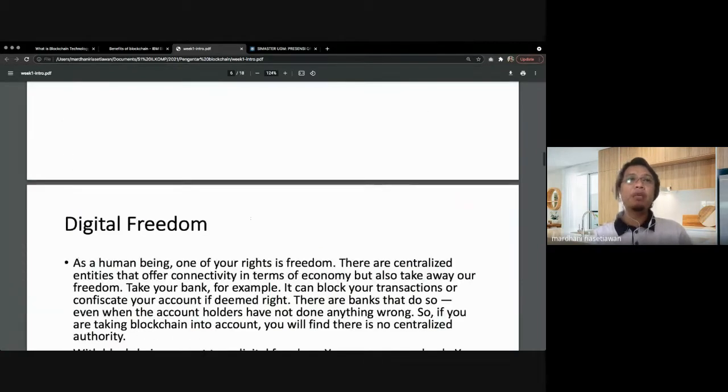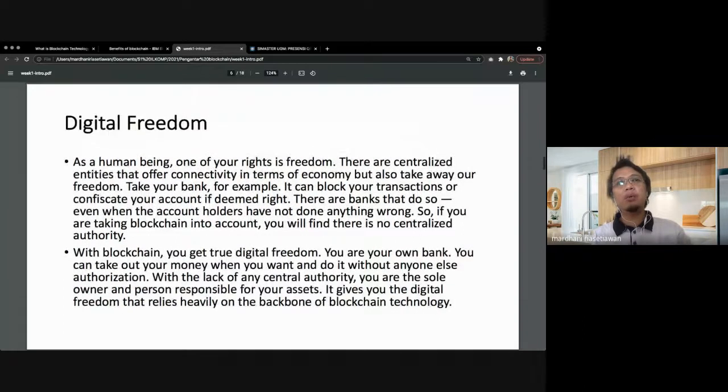And the third is digital freedom. Like I mentioned in the first issue, there are centralized entities that offer connectivity in economic terms, but also take away our freedoms. I think I will also discuss this in the computer philosophy course, about freedoms. So that will be one of the issues.